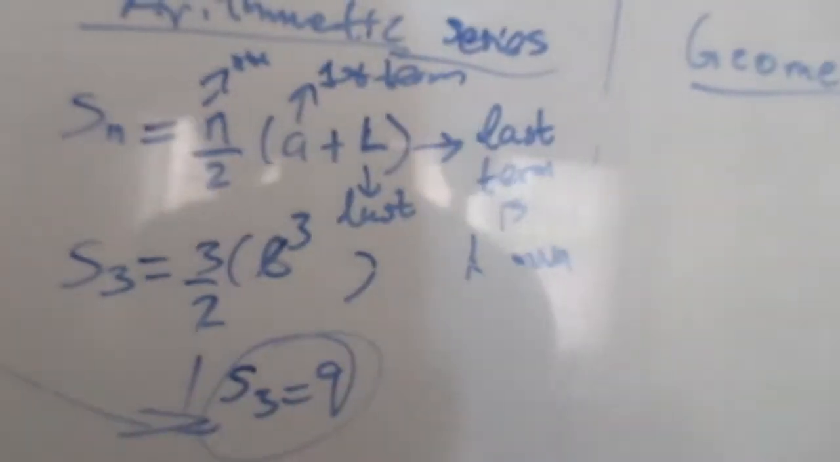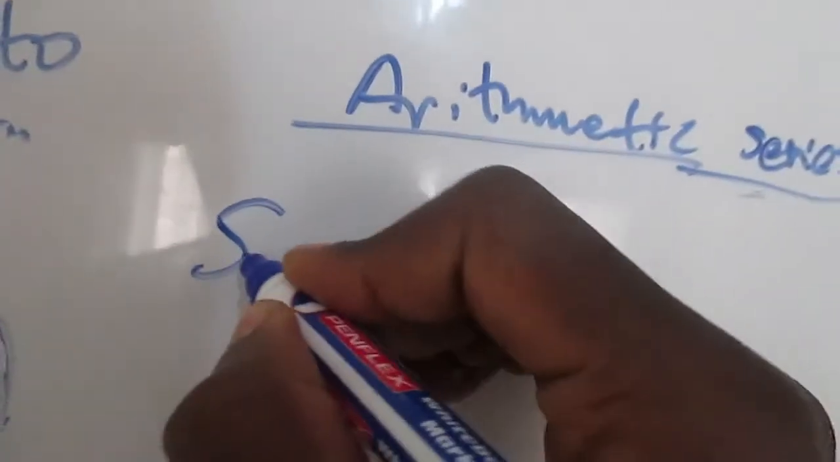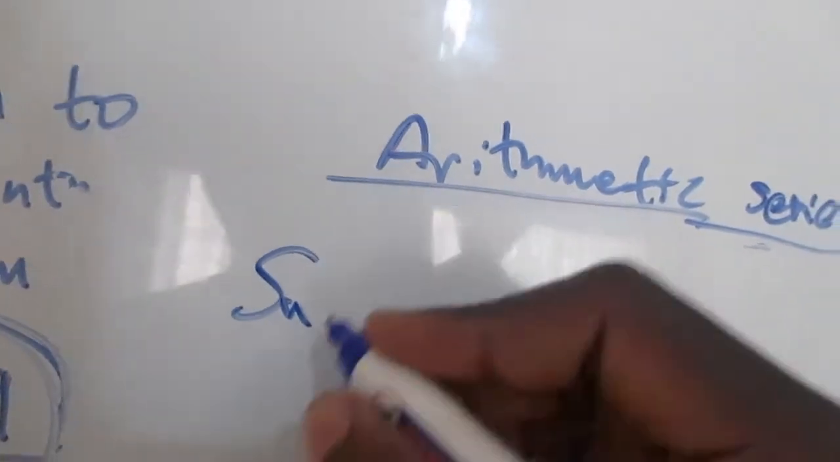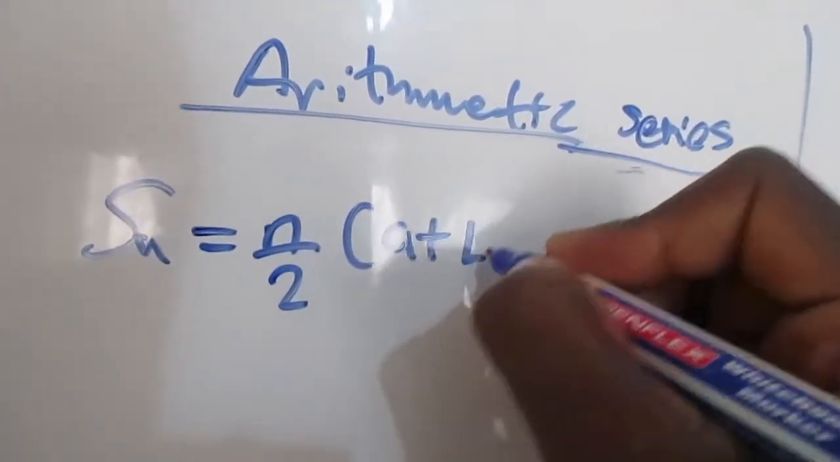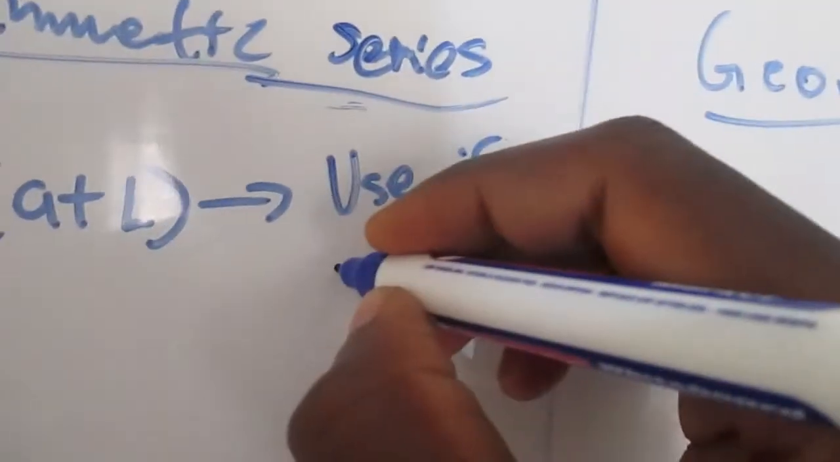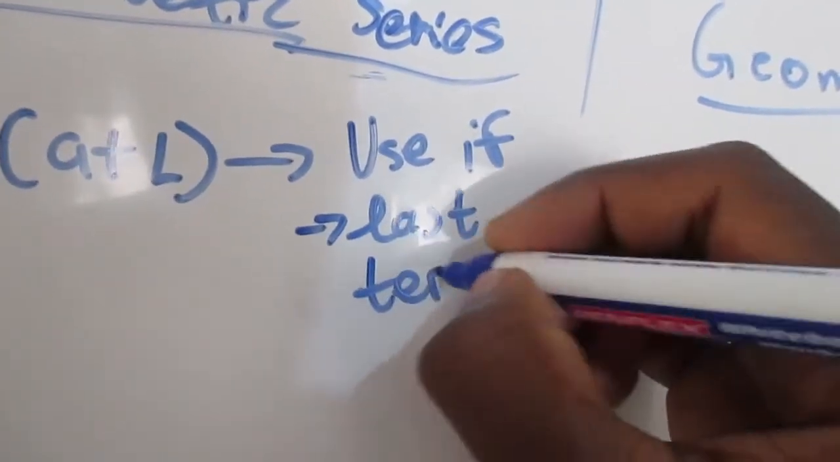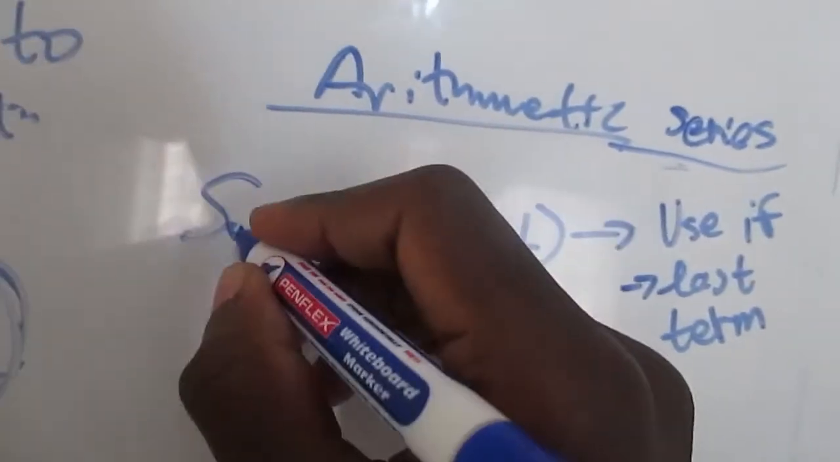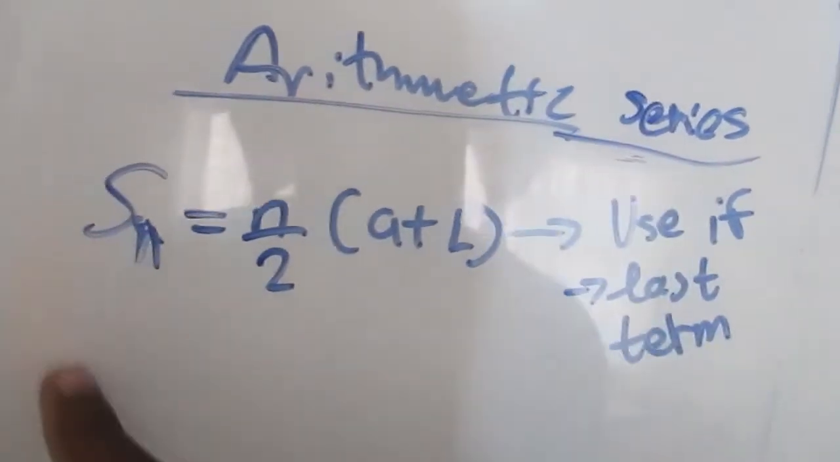Let me just clear everything up. I was just showing you how to use this formula. So I write the formula again. Here's one of the formulas to find the sum to the nth term. You basically use this formula when you have the last term of the series, so you'd be asked to find the sum to n, given maybe the last term, or given the series if you have it.